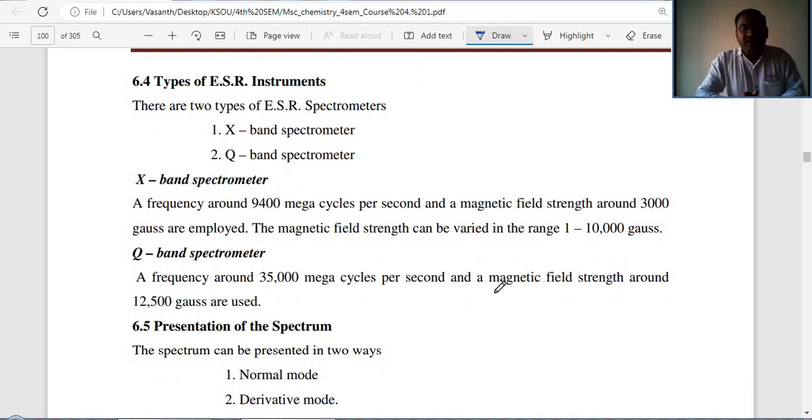Next, we will move on to that. What are the types of ESR instruments? There are two types of ESR spectrophotometers.